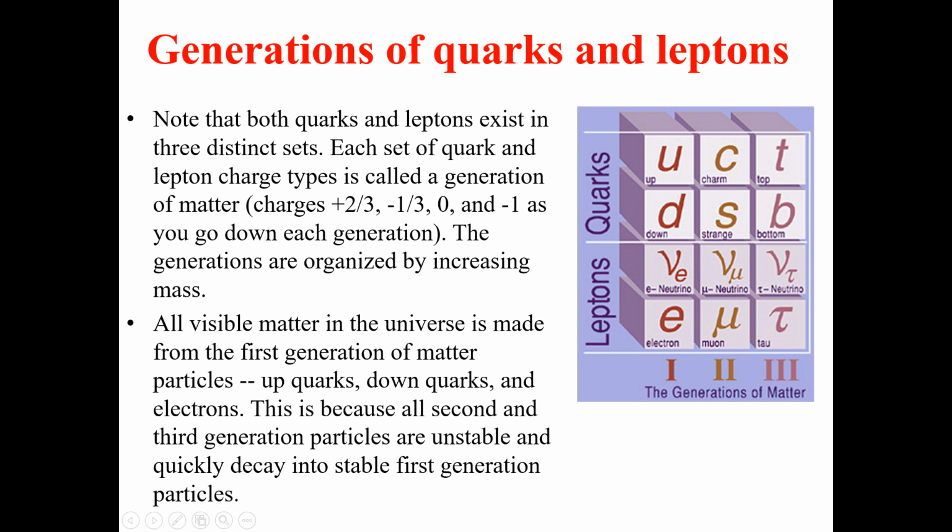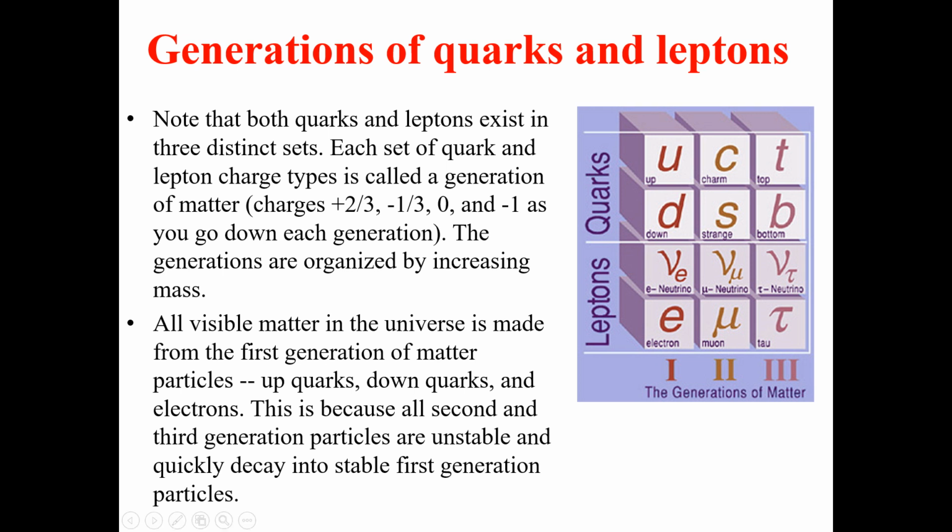So here we are saying that all the visible matter, whatever matter we see in the universe, is made from the first generation of matter particles. Up quarks, down quarks, electron neutrinos, and electrons are the first generation of matter particles. And all the visible matter in the universe is made from this first generation of particles.